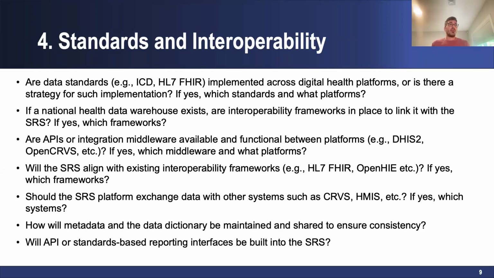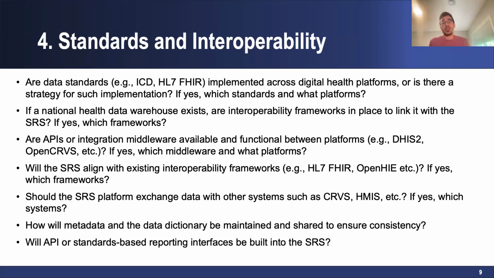Should the SRS information platform exchange data with these systems? How will you maintain metadata in a data dictionary? And ultimately, what data standards, what interoperability frameworks do you want built into your SRS system?